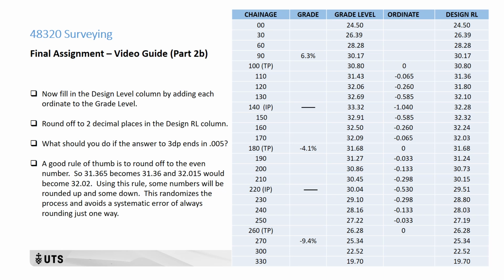A good rule of thumb that I think is worthwhile following is always round off to the even number. So 31.365 would become 31.36. 32.015 would become 32.02. And if you use this rule, it means some numbers are rounded up, others are rounded down. So this randomizes the process and avoids having systematic errors if you always just round in one direction.